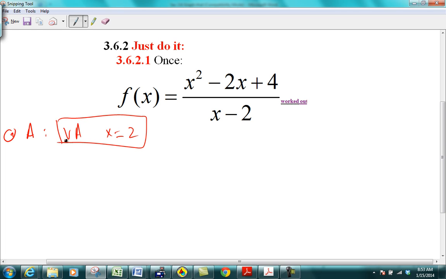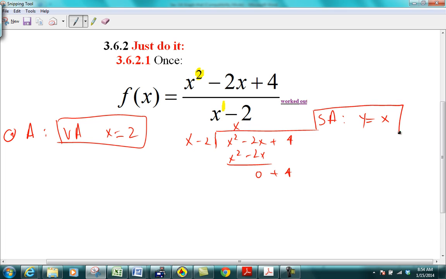And then since the degree of the numerator is exactly 1 more than the degree of the denominator, the degree of the numerator is 2, the degree of the denominator is 1, so the top is exactly 1 more than the bottom. So then there's a slant asymptote, and we need to divide x minus 2 into x squared minus 2x plus 4. And so your slant asymptote, SA, is y equals x. Again, remember asymptotes are lines, and therefore they have to have equations.